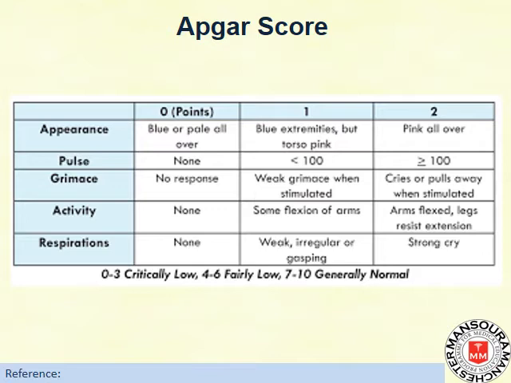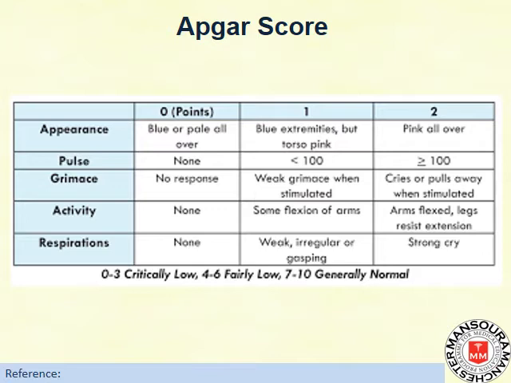If there is no response to a catheter in the nostril, you give 0. And if there is weak grimace when there is stimulation, you give 1. And if the baby cries and pulls away when stimulated, you give 2. For activity, if there is no activity, the baby is limp, meaning that he is not moving at all and he has a very poor muscle tone, like a frog position, you give 0. If there is some flexion of the arms, you give 1. If the arms are totally flexed and the legs resist extension, you give 2.